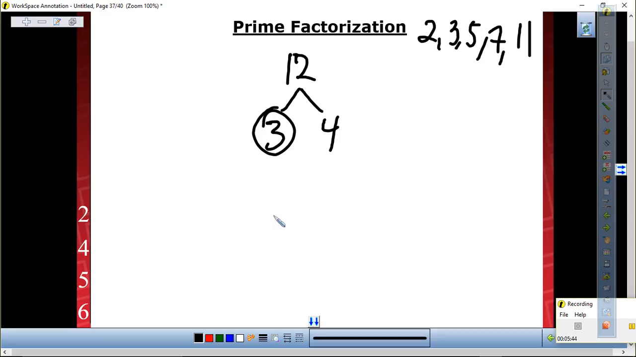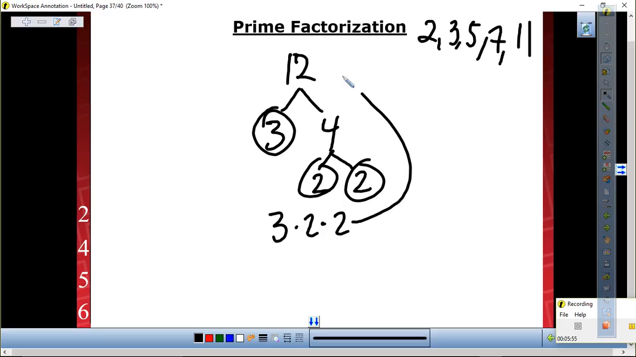Circle the 3 because that's a prime number, and we're left with 4. 4 becomes 2 times 2. So my prime factors are 3 times 2 times 2. These are called prime factors because if we multiply them, it gives us the original number we started with. Yes? Okay, do this one by yourself.